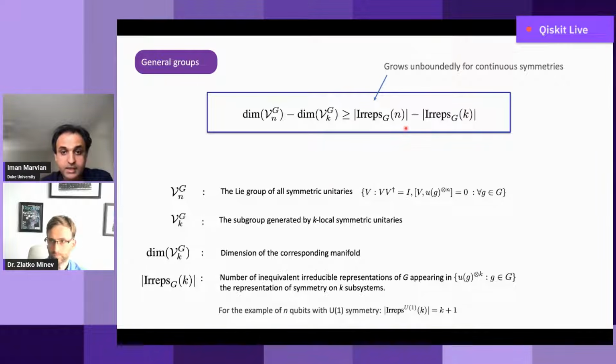And in general, in the case of Lie groups, if G is a Lie group like U(1), SU(2), this number of irreducible representations can grow unboundedly with the system size, whereas this number, irreps of G_k, is a fixed number, independent of the system size. So this immediately implies that in the case of continuous symmetries, you cannot achieve universality with any fixed k, because the right-hand side essentially always grows with the system size.